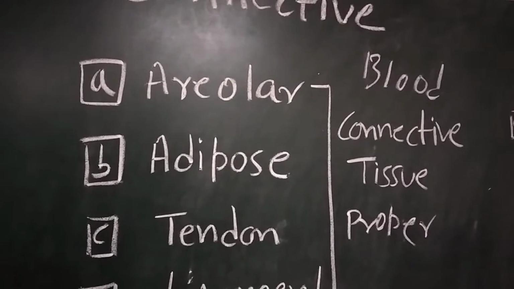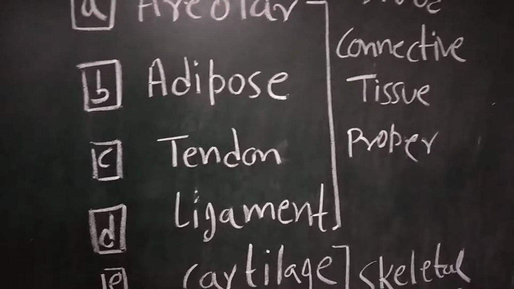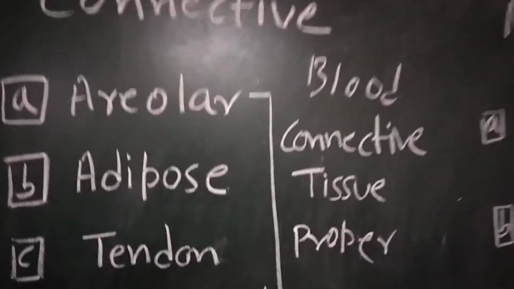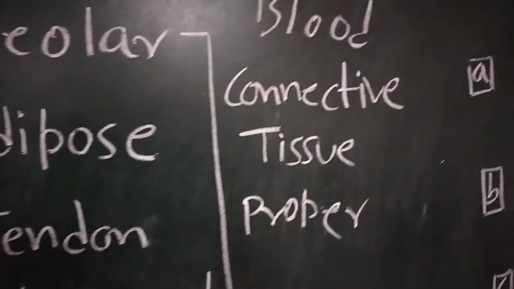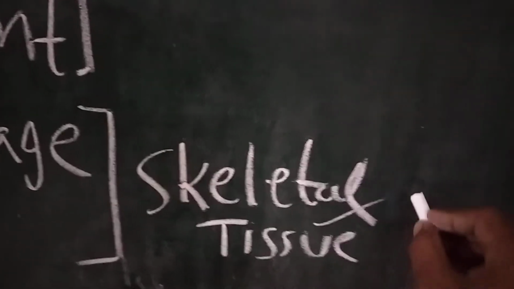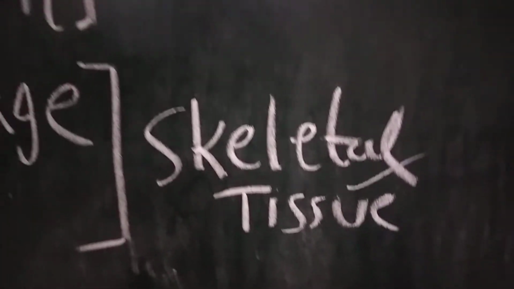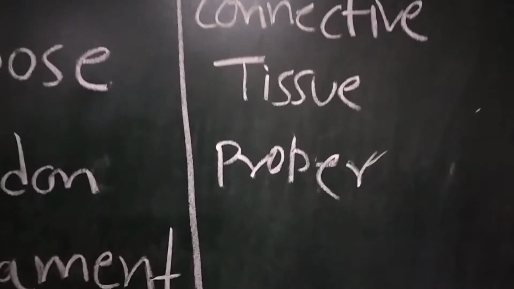So here areolar tissue. What is areolar tissue? Adipose tissue, tendon, ligament. So actually, student, connective tissue is divided into three types: connective tissue proper, again here you can see the skeletal tissue, and one more you can get here, the fluid tissue. So connective tissue we can find in different types.